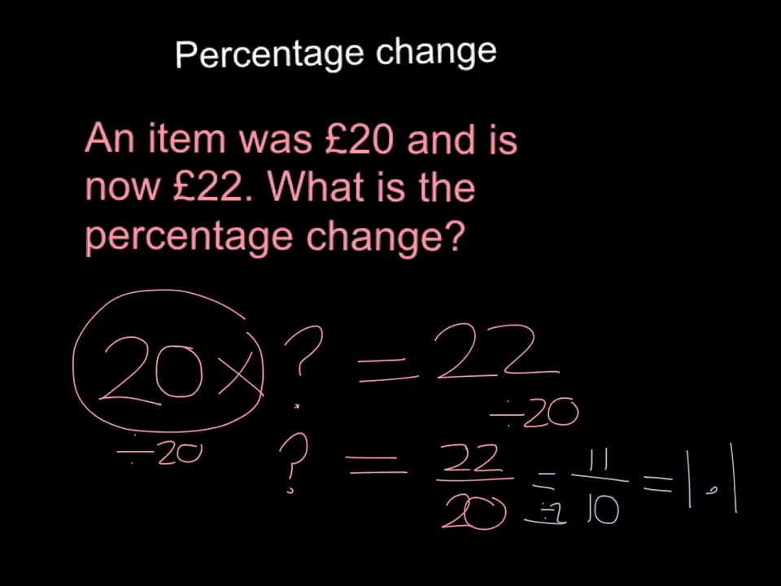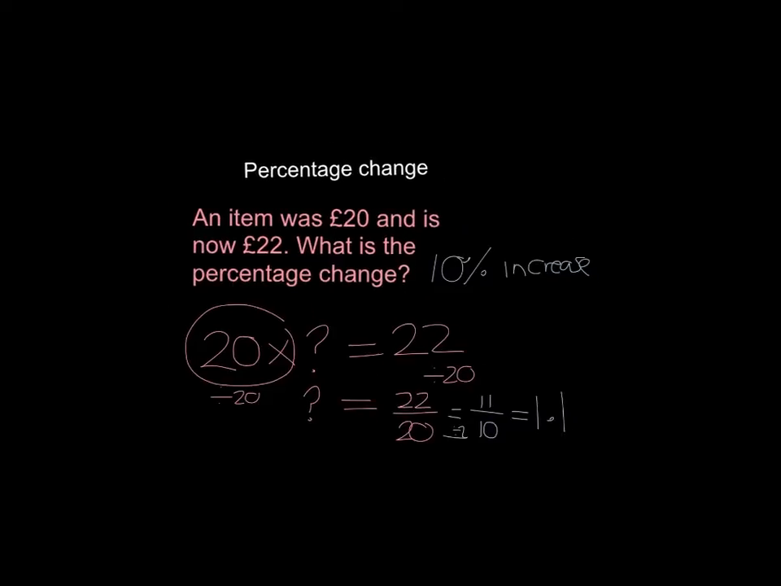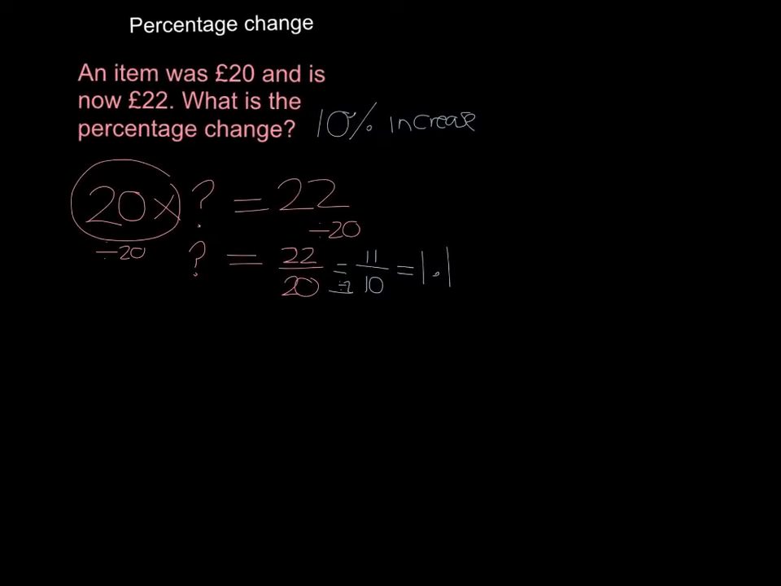Now you need to tell yourself, what do I know about a 1.1 multiplier? That is making a 10% increase. So that is option 1. I'd highly recommend that method myself, but it's up to you.